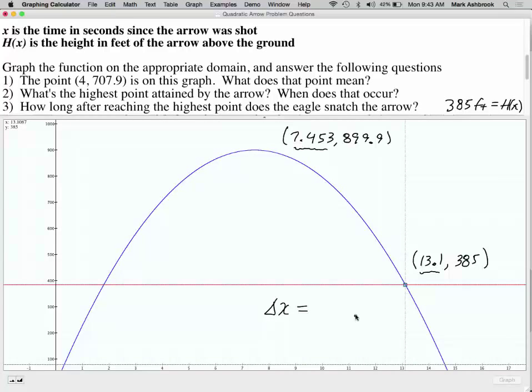And to calculate the change in x, we do final value of the quantity minus initial. And what do we get? 5.66, if I remember correctly. Is that right? So the change in time from when it starts to fall from its highest point to when the eagle snatches it is 5.66 seconds. So from here, when it starts to fall, to here. Delta x.